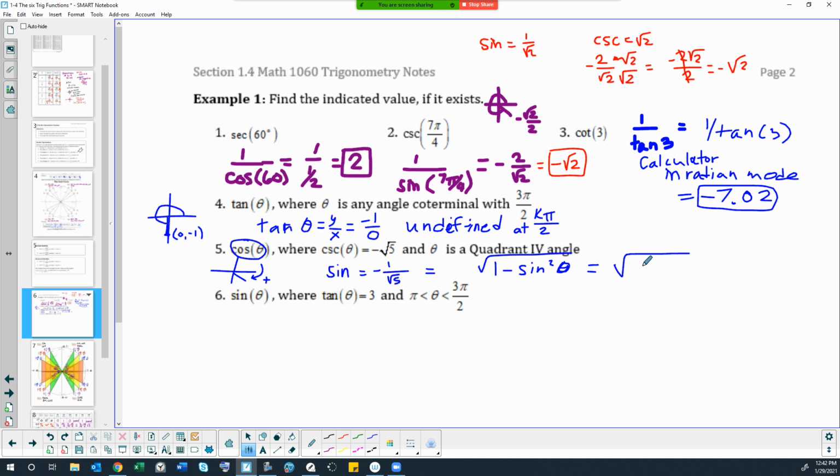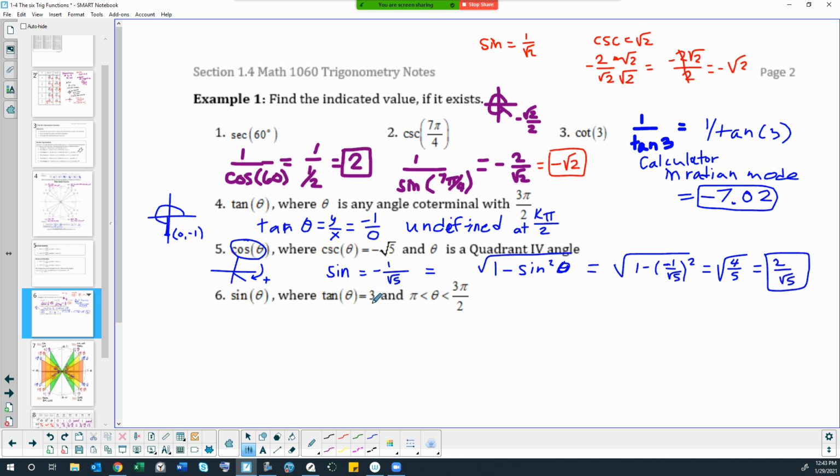Okay, so it'll be the square root of 1 minus negative 1 over square root of 5 squared. So that would be positive 1/5. So then 1 minus positive 1/5 would be positive 4/5. And then the square root of positive 4/5 would be 2 over the square root of 5. You could rationalize it if you want to, but I'm not going to. So since we know cosine is positive in quadrant 4, that's the cosine. If it was a different quadrant where cosine is negative, then we would have to make sure we get a negative answer. All right, let's do this one last one.